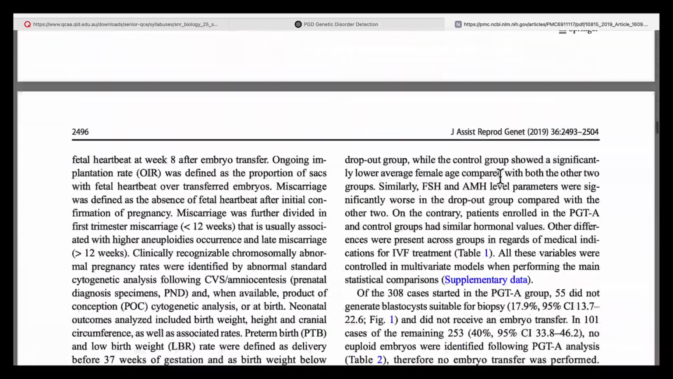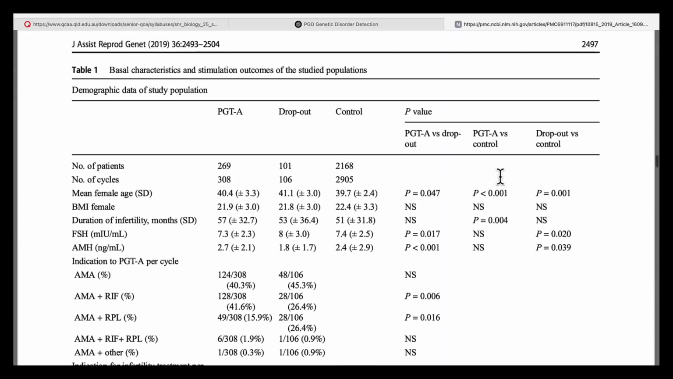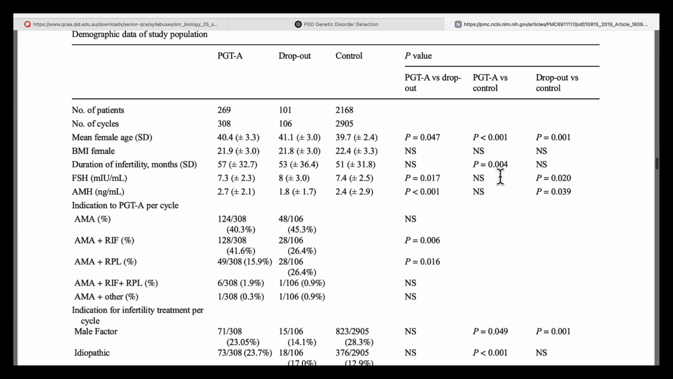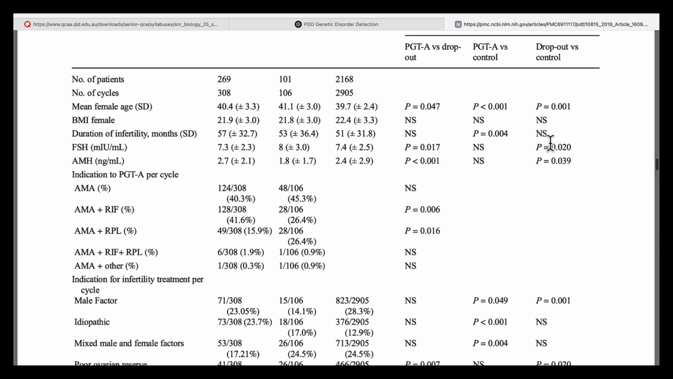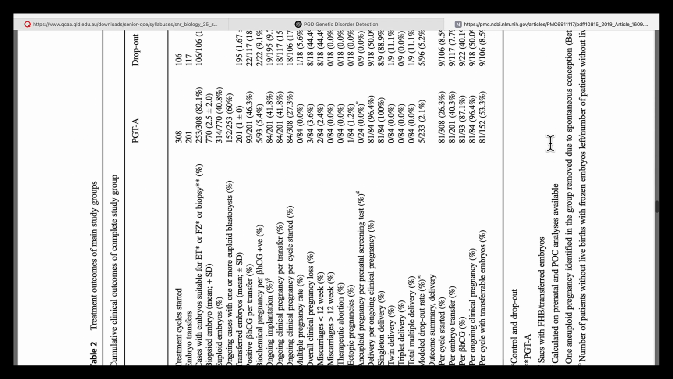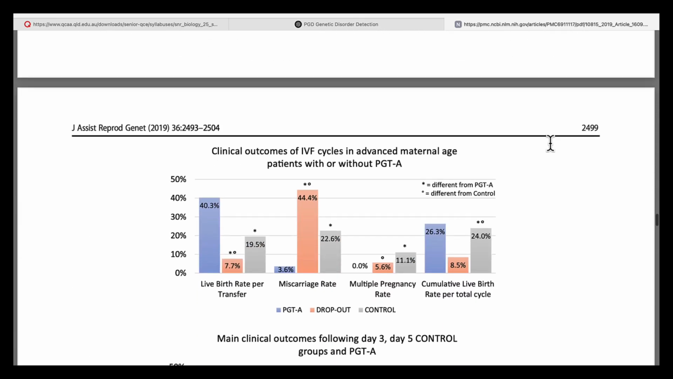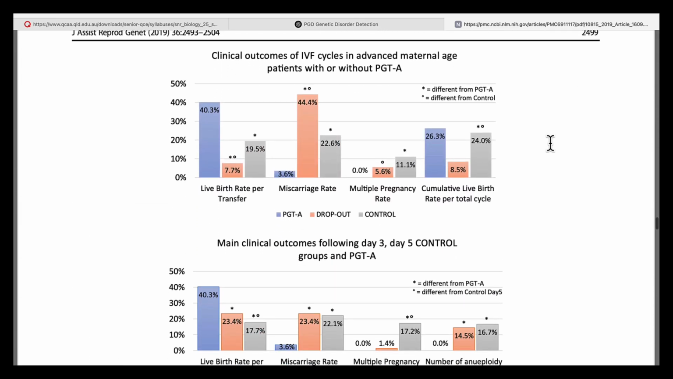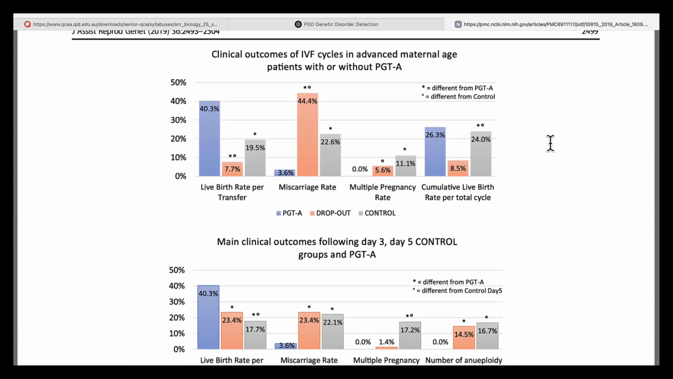That's just not really it. This is the sort of thing we want. This is comparing the people who had the PGTA and controls, and it gives us p-values. This is exactly what we want. And now we've got graphs as well. So let's say this is one of the papers we're going to use.